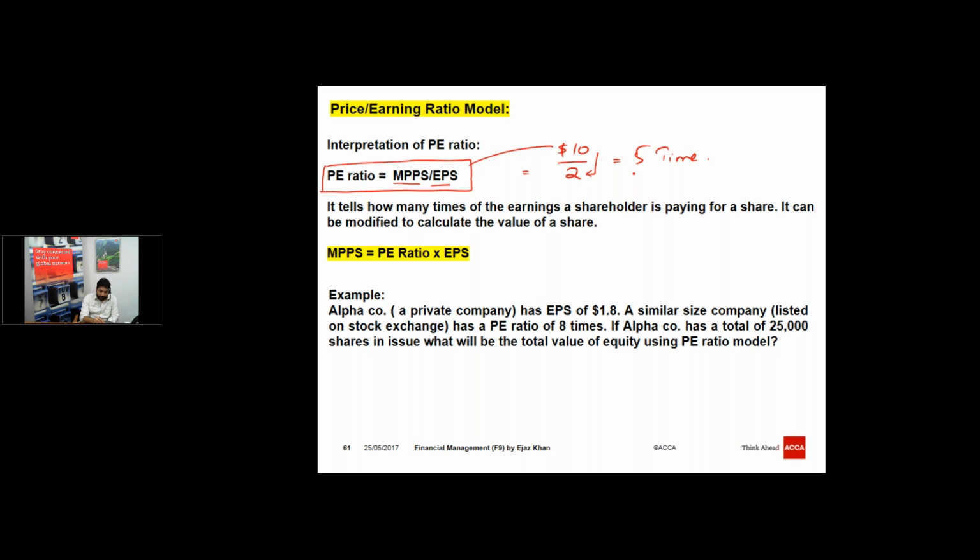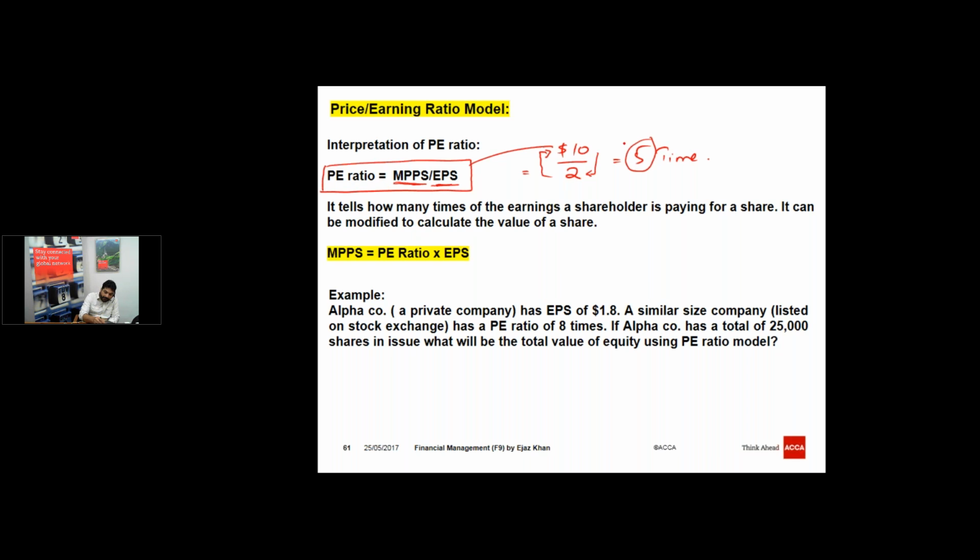MPPS is the market price per share. And EPS is the earning per share. So if the price of the share is 10 and the earning per share is 2, it means that the investors are buying this share at 5 times the earning of the company. This is what price earning ratio is.